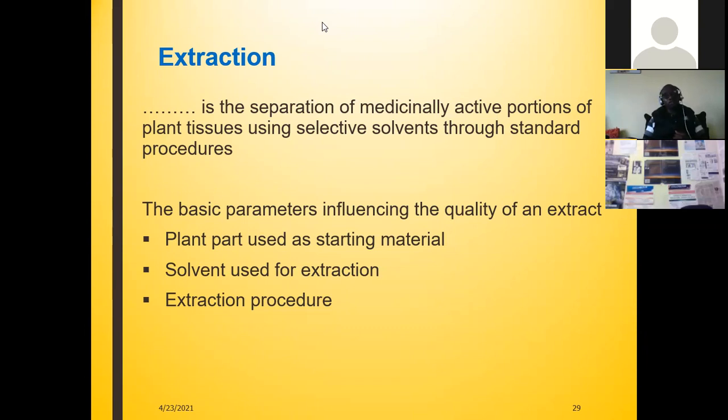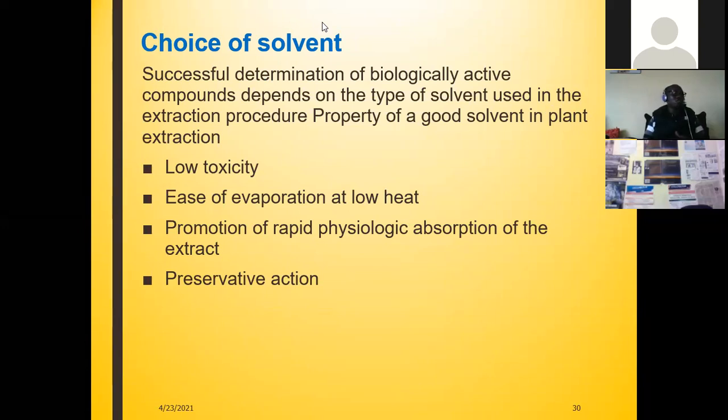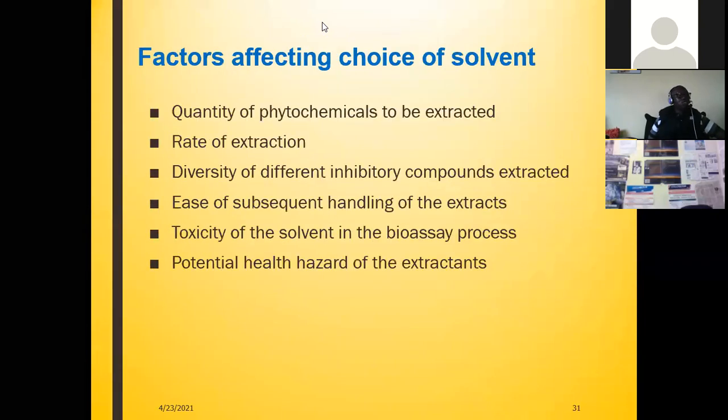Then the extraction procedure is very important during your extraction process. And in choice of solvents, there are factors that you have to look at. The toxicity: you have to ensure that the solvent that you are using is not toxic. You have to ensure that the solvent that you have chosen has ease of evaporation, can evaporate easily, that's what I mean. And then you also have to ensure that the solvent you are using has the ability to promote rapid physiological absorption, can absorb the specific extract that you want to get from that plant. And then also you look at the preservative action.